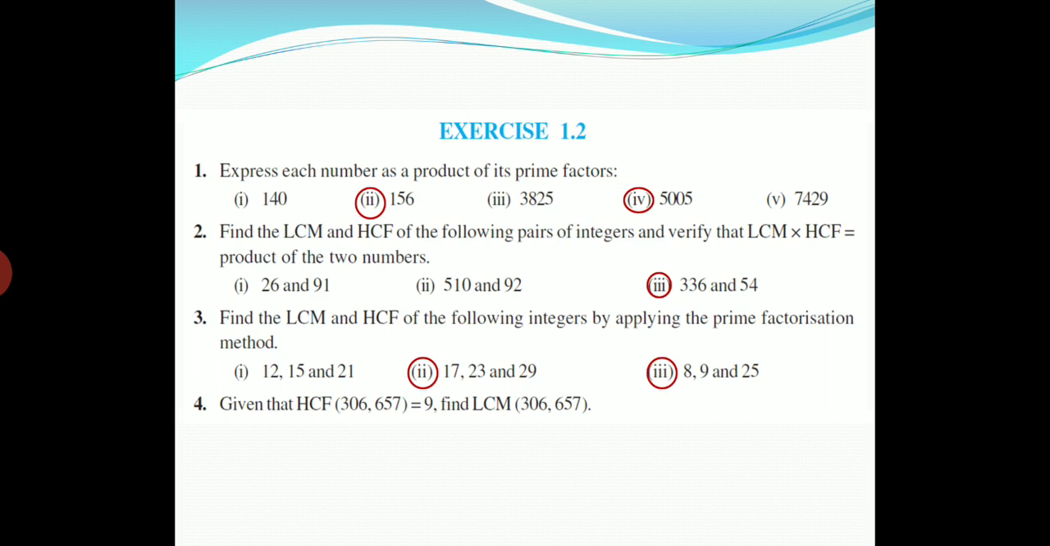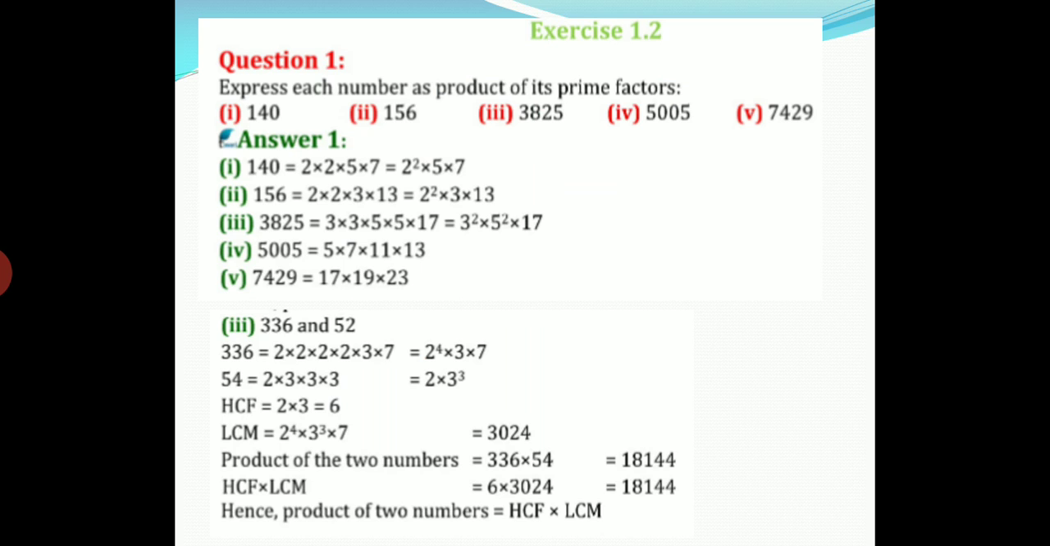The sums which were circled, those problems I told you to do, we'll check the answers. Okay, so for express each number as a product of prime factors: for 156, it is 2 square into 3 into 13. Then 5005 is 5 into 7 into 11 into 13.